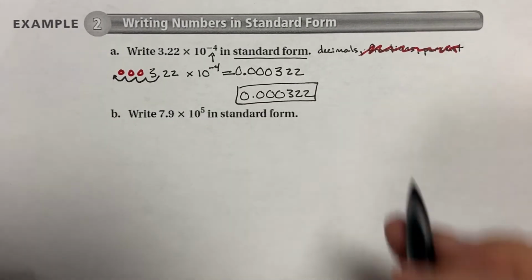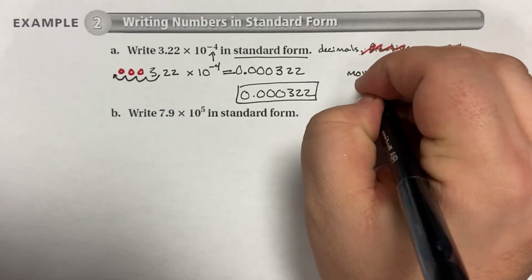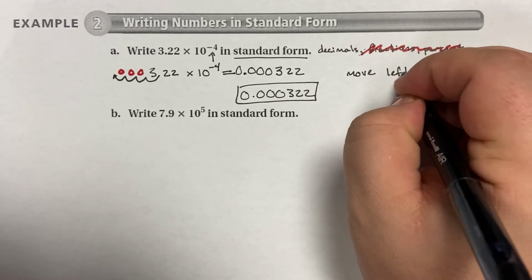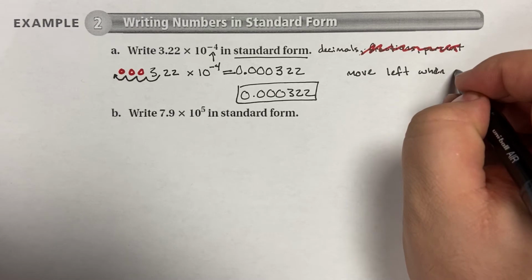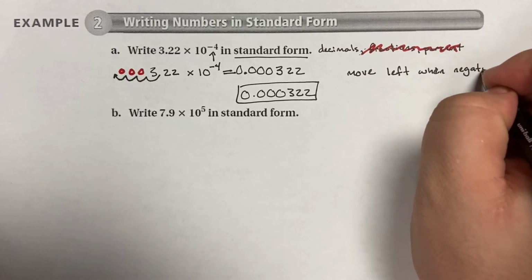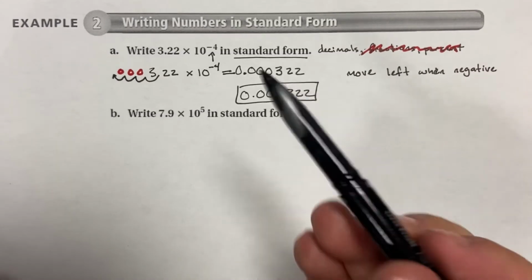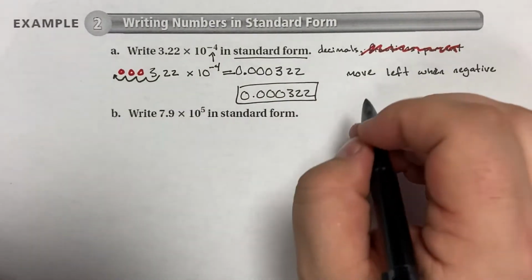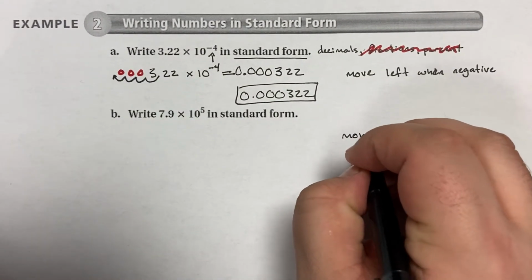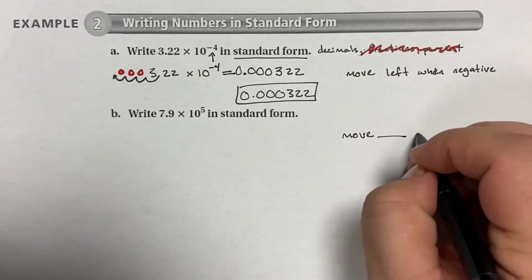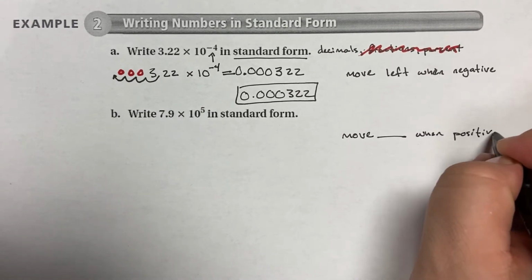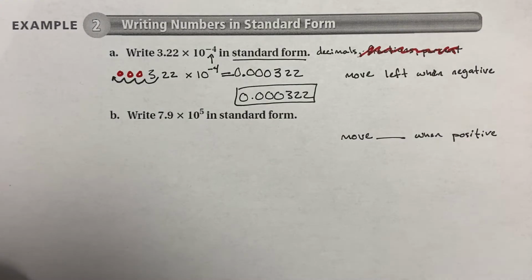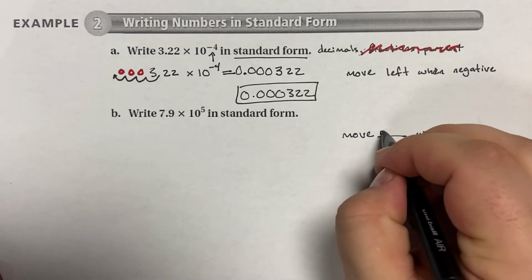All right, so if we move left when it's negative, think about it like a number line. If it's negative, we move left. We move right when positive. So which way would we move when it's positive? We're going to move right.